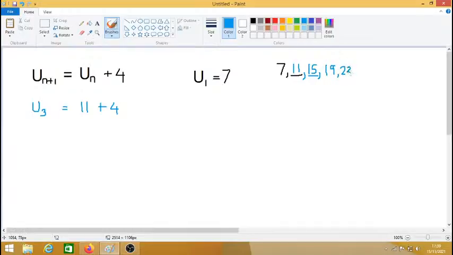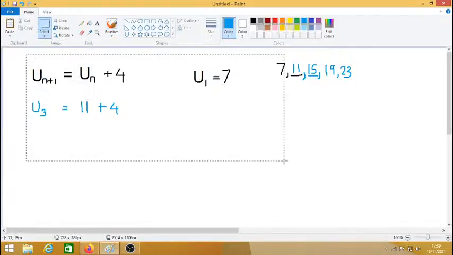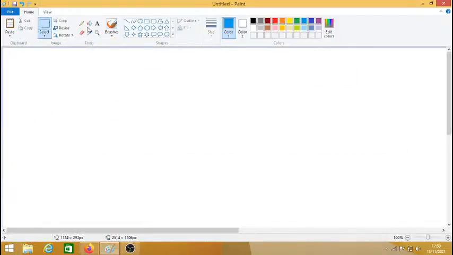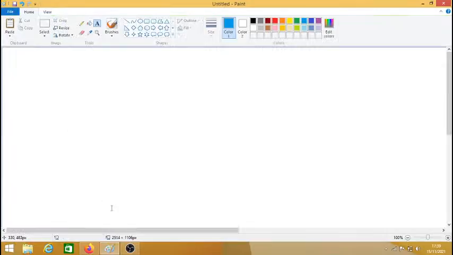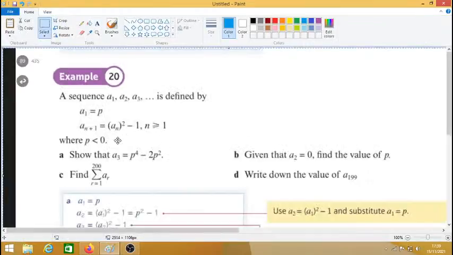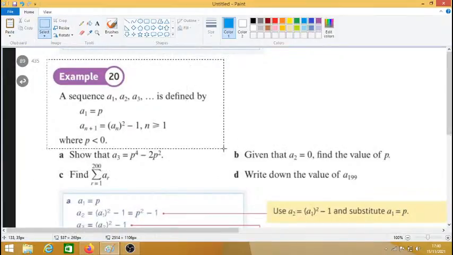So hopefully nothing too complicated there. Okay, if that's the general concept, let's move on to a more A-level type question. So this one I'm going to have to just paste onto the screen. It's example 20 from the book, and there's quite a lot there.